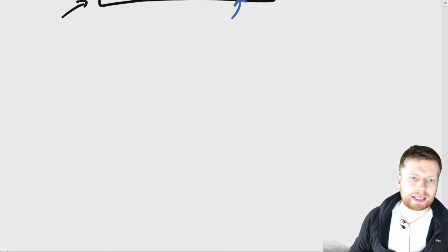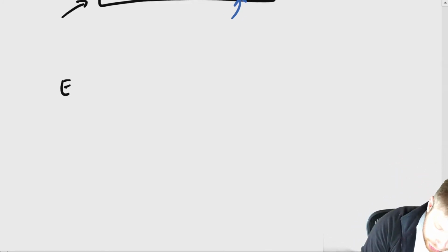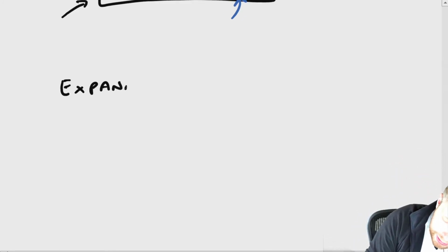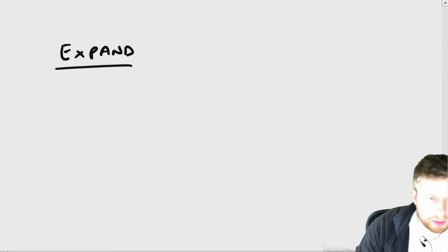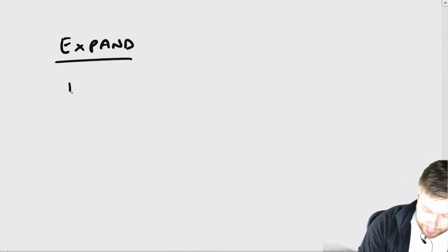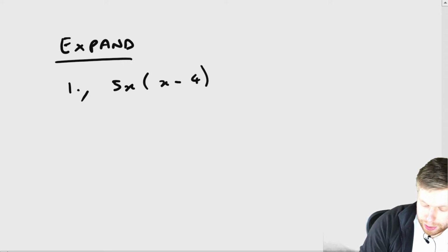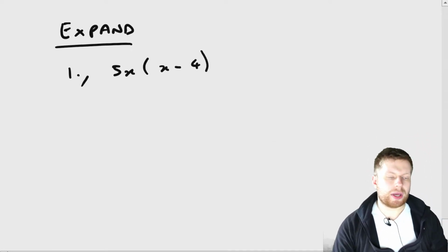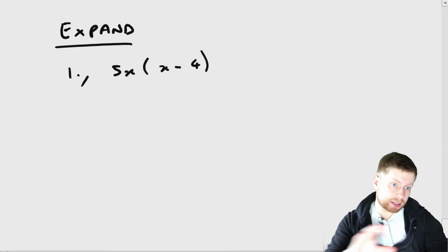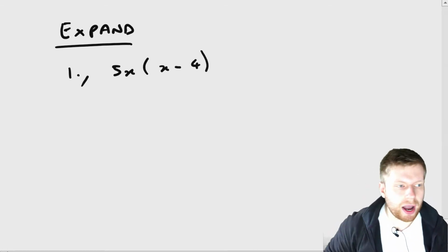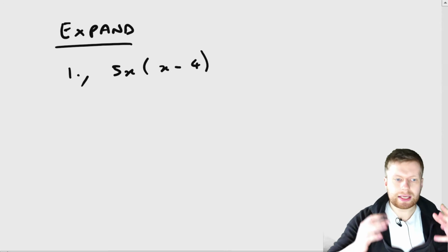Now, what else can we do with algebra? We're just getting our algebraic skills on the go here. Well, I could ask you to do something called expansion. So if I give you something like this, let's try 5x times by x minus 4. Here I've got an expression because it doesn't have an equals in. So 5x is brackets x minus 4.